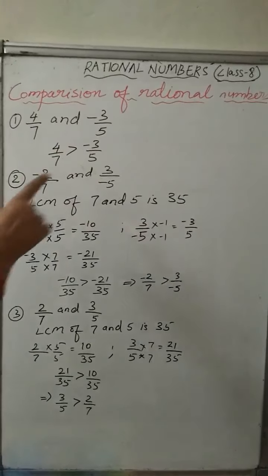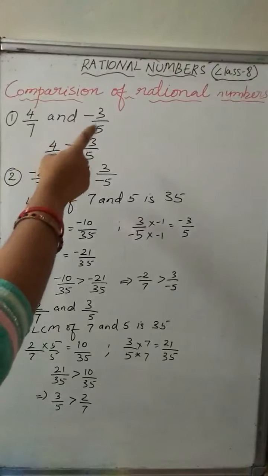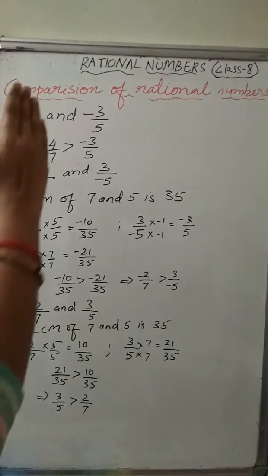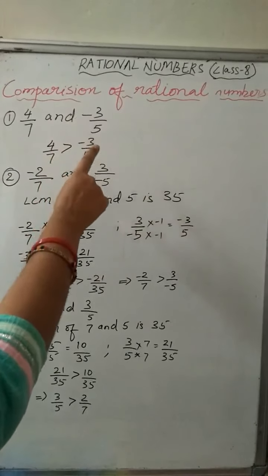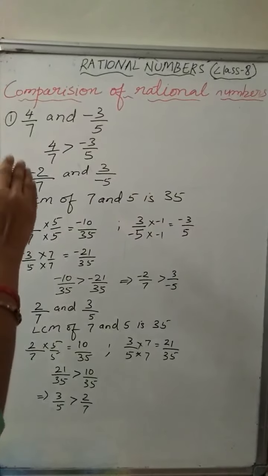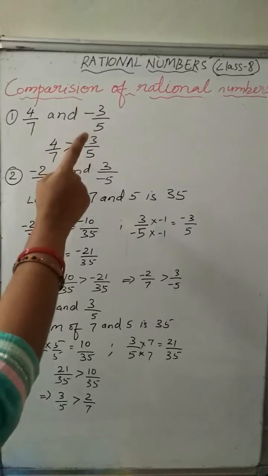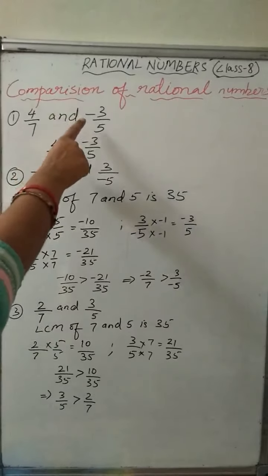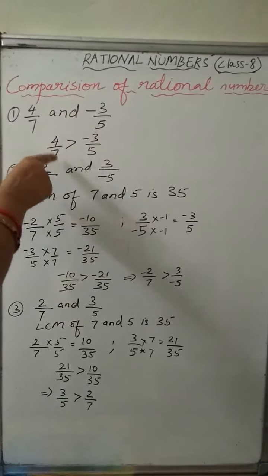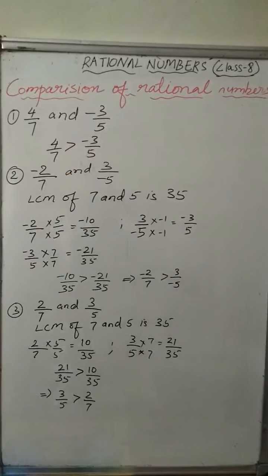Now if you compare this fraction with 0 also, then 0 will be greater than minus 3 by 5, because minus 3 by 5 will lie towards the left hand side while 0 is towards the right. So again 0 is greater than minus 3 by 5. So here we can directly write the answer: 4 by 7 is greater than minus 3 by 5.